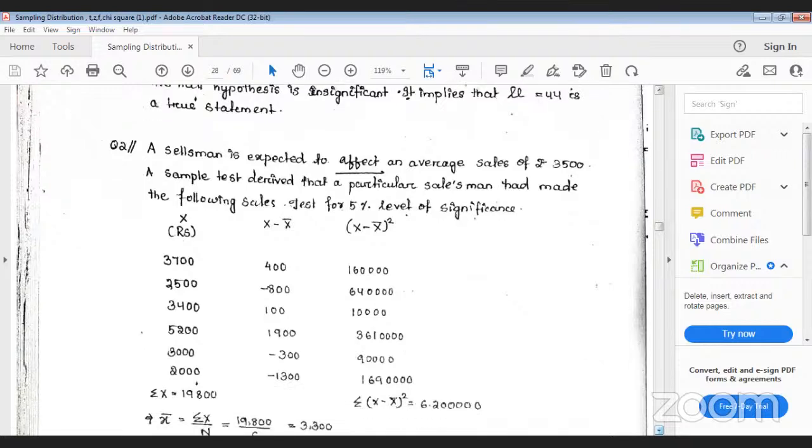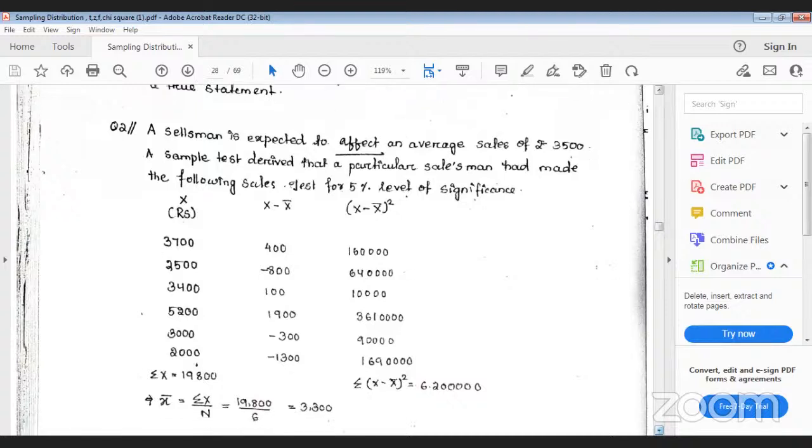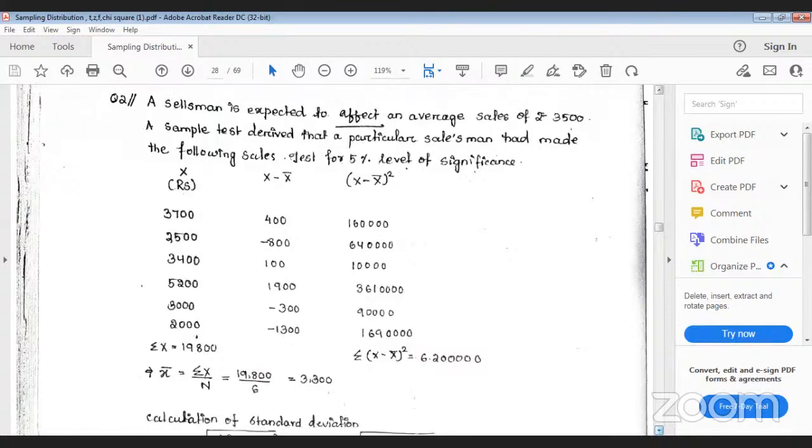Here, instead of the sample mean, the data is given directly. A salesman is expected to effect an average sales of this amount. A sample derived from the particular salesman had the following sales data in rupees. The population mean is given as 3500 rupees. That means the population mean mu is given to you, that is 3500. But the sample mean and sample standard deviation are not given. Directly you can find the sample mean and sample standard deviation by using the formula.